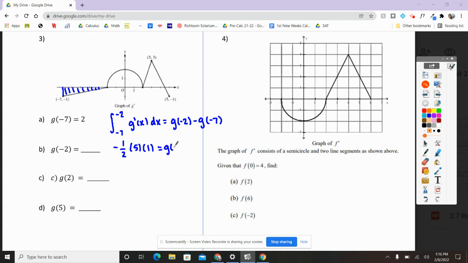So that would equal g of -2 minus, we know g of -7 is 2. So this right here is going to equal -5/2 plus 2. And I'm not even going to simplify it. I'm just going to leave it as that.